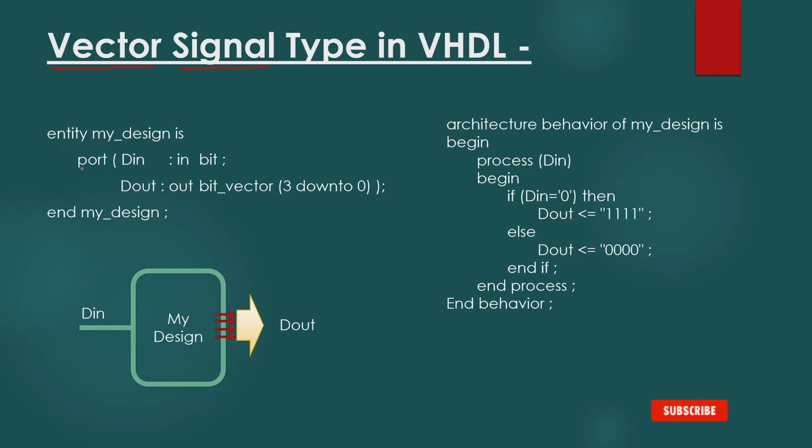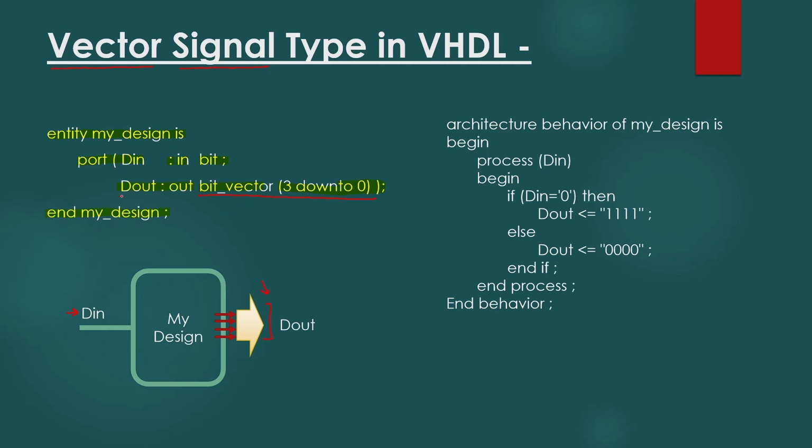So we have a module with one input D in, which is single bit, and one output D out, which is vector and having 4 bits. So we write our entity like: entity my design is port D in colon in bit semicolon D out colon out bit vector bracket 3 down to 0 bracket closed semicolon and my design semicolon.